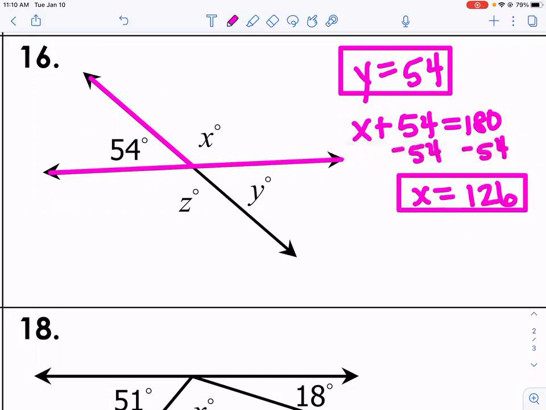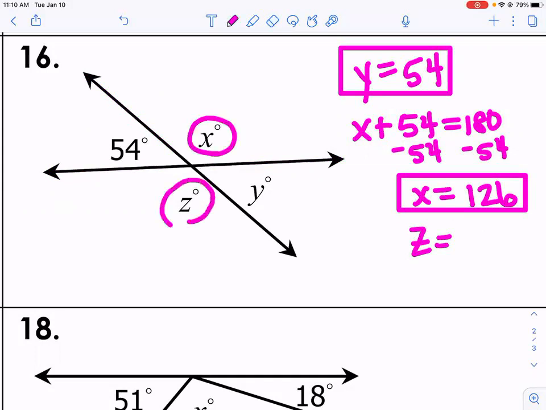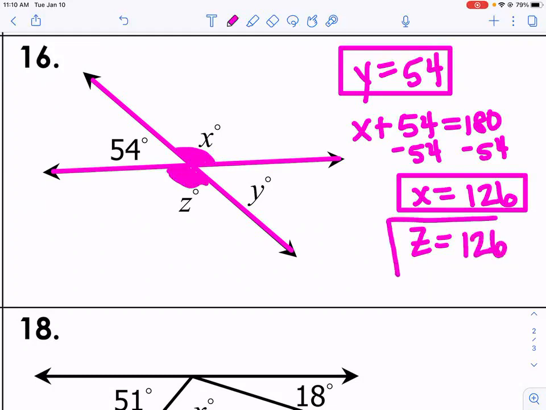Ryan, how about you tell us about Z? Well, if x is 126, what's the relationship between x and z? What's the relationship between x and z? The same thing, right? Yes, they are vertical angles is what I was looking for there, Ryan, which is why they're the same thing.